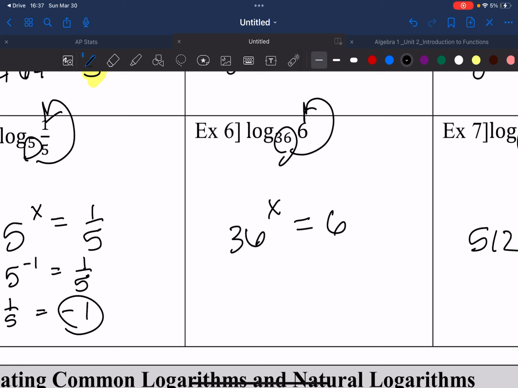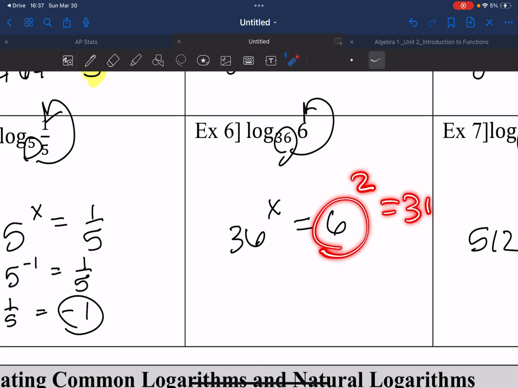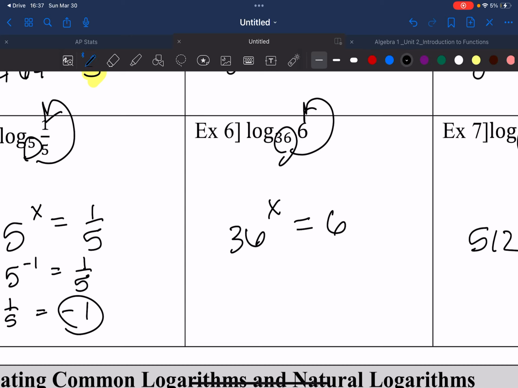Let's see here. We have 36 going to 6. So now we have a larger number going to a smaller number. Well, I know that 6 squared gives me 36, and the square root of 36 is 6. So how could I write the square root as an exponent? Well, I can write that as a fraction. 36 to the 1/2 power is equal to 6, which means that log base 36 of 6 is equal to 1/2.